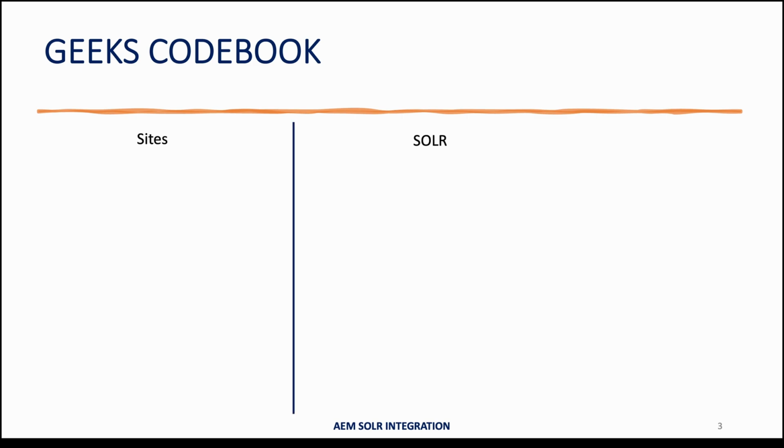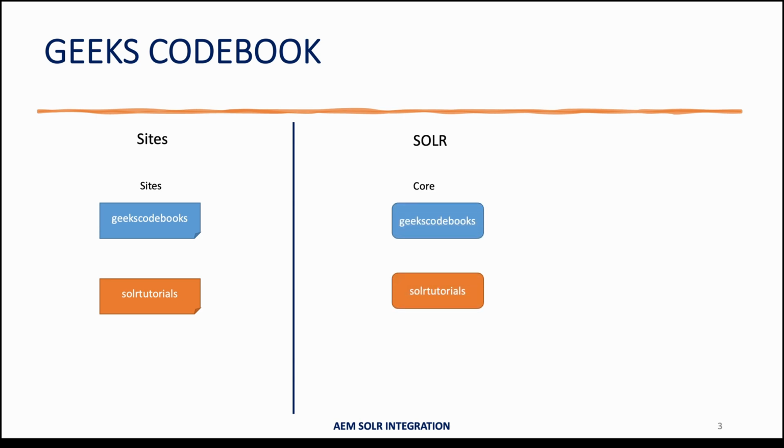You are running multiple sites on Solr to search. So each site has different configuration files. Each site has different indexes and different data. So you create a core for a particular website. Let's say for the Geeks Codebook, you will create one core for Geeks Codebook, and you'll create another core for Solr Tutorial, so that each core contains everything associated with a particular website. Now you can have multiple configuration files and data for a specific site.